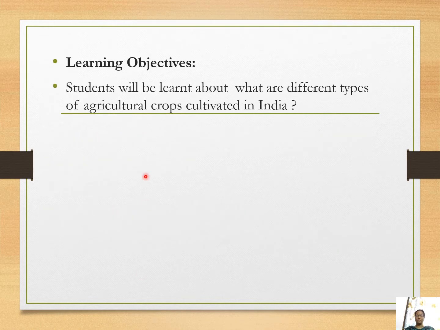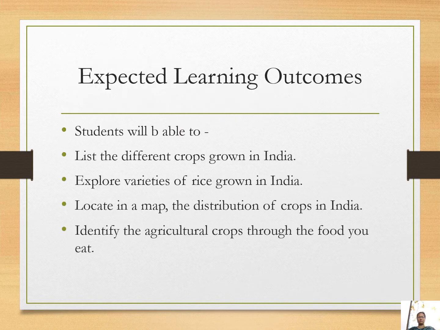Children, through this lesson, you will learn about the different types of agricultural crops cultivated in India. By the end of the session, you will be able to list the different crops grown in India, explore varieties of rice grown in India, locate on a map the distribution of crops in India, and identify the agricultural crops through the food you eat.